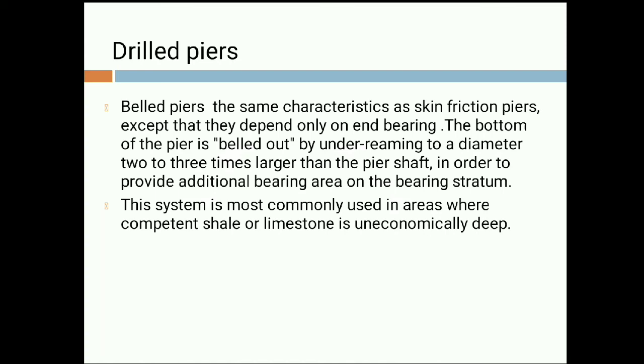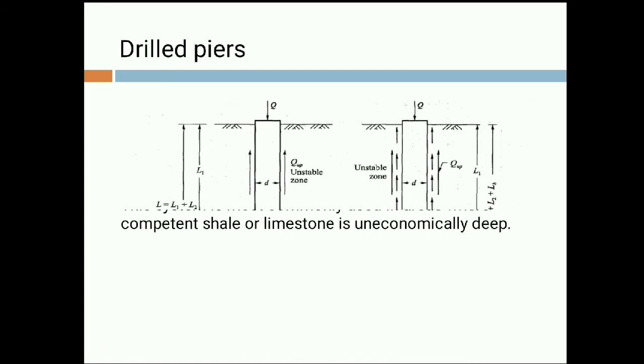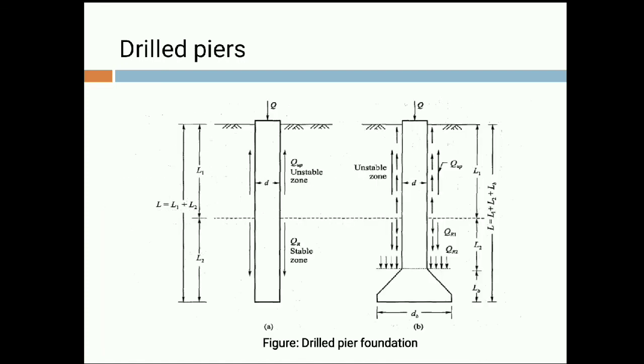This system is most commonly used in areas where competent shale or limestone is uneconomically deep. It means if the bearing stratum is very deep, then under those conditions a drilled pier can be provided. We can see this easily in this figure. In figure A, they have shown L1. L1 is the unstable zone.